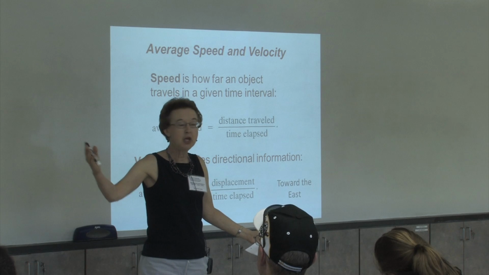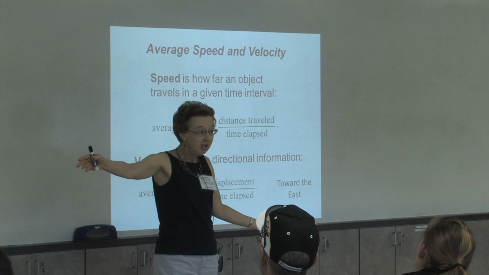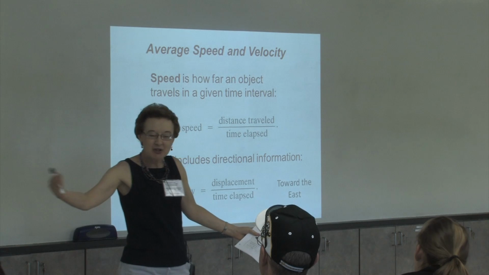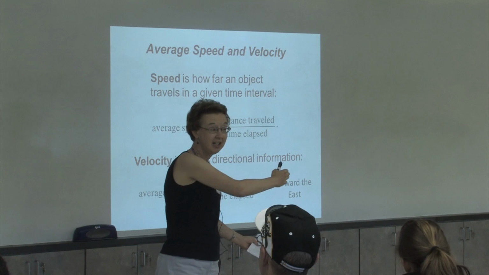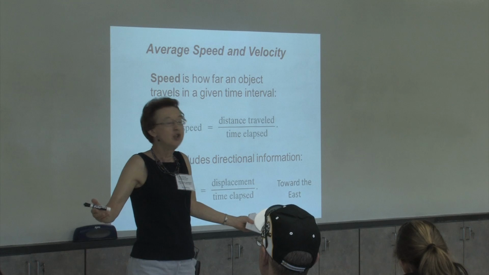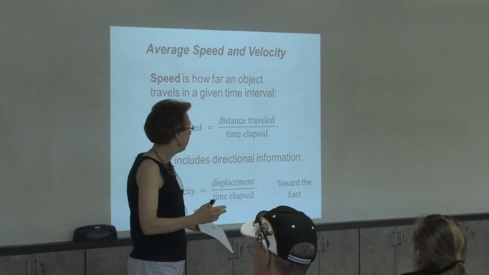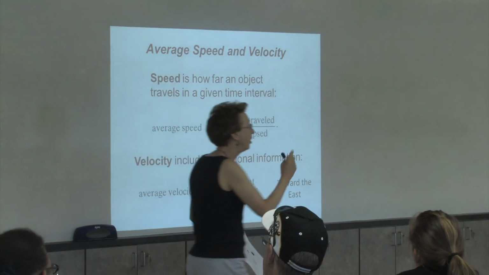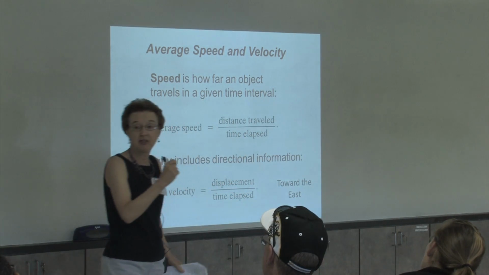So I drove from, do you know where Berwyn is? Yes. You know where Paoli is? Yes. You know where Philadelphia is? Yes. All right. I drove from Berwyn to Immaculata on Route 30. Do you know Route 30? Yes. So I would say my average speed was 30 miles an hour. My average velocity, however, would have been 30 miles per hour west, because velocity includes the direction.